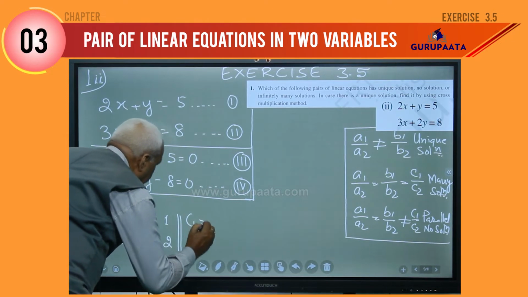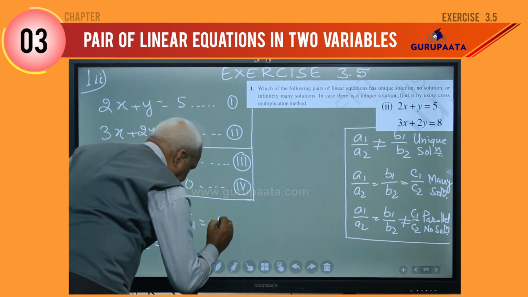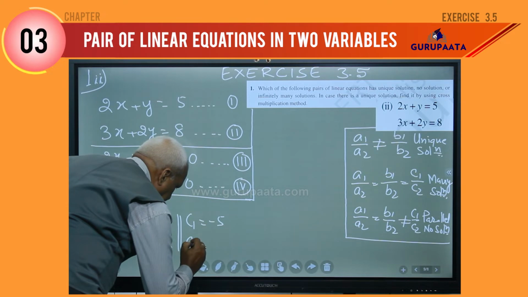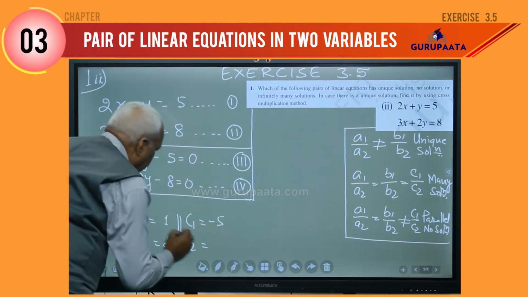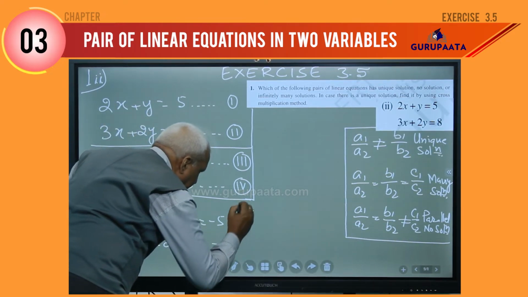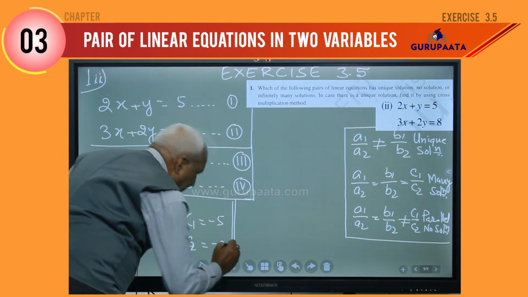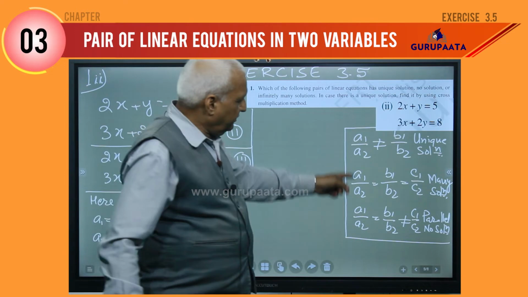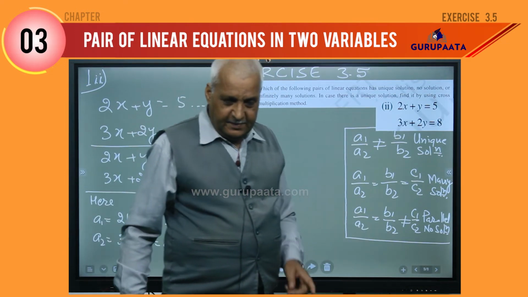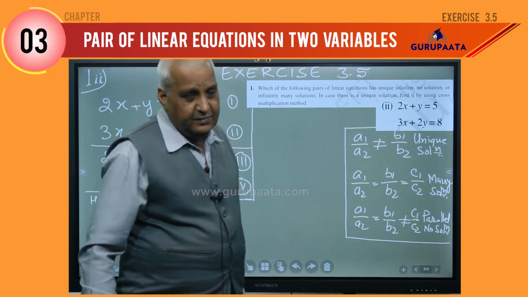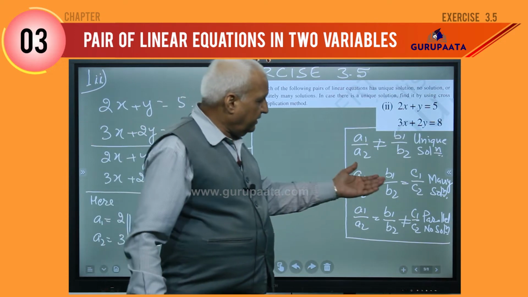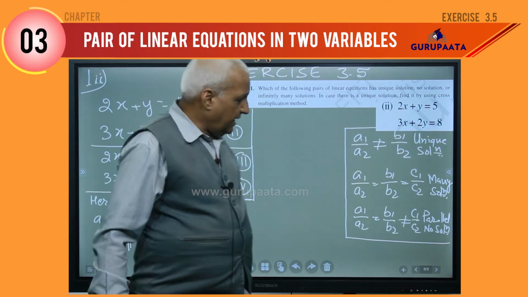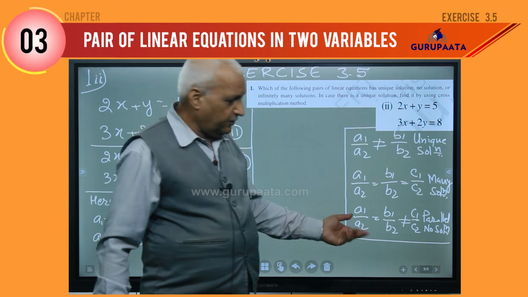C1 equal to minus 5, C2 equal to minus 8. Okay, this is given. Now we will compare, to check whether this pair has a unique solution, many solutions, or no solution.